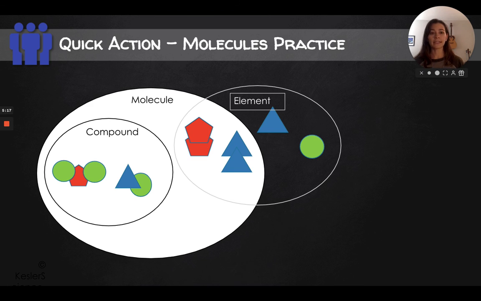So here's the correct answer for those. You'll notice that the compounds all have multiple different colored shapes in there, whereas the ones that are bonded together but are molecules, we're looking at the same two shapes. So that would represent the same two atoms of an element bonded together. Whereas the elements that are not molecules, it's just a single atom of the element by itself.